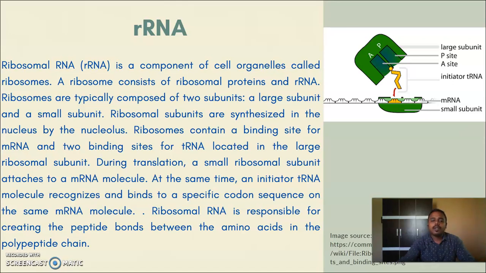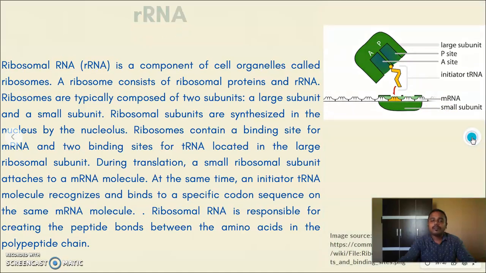It's a triplet. So ribosomal RNA is responsible for creating the peptide bonds between the amino acids in the polypeptide chain. During the synthesis of protein, we have already studied that proteins are nothing but a chain of amino acids. This chain is made by the bond called the peptide bond. This ribosomal RNA is the one responsible for creating this peptide bond between these amino acids and finally giving us the polypeptide chain. We call it proteins.